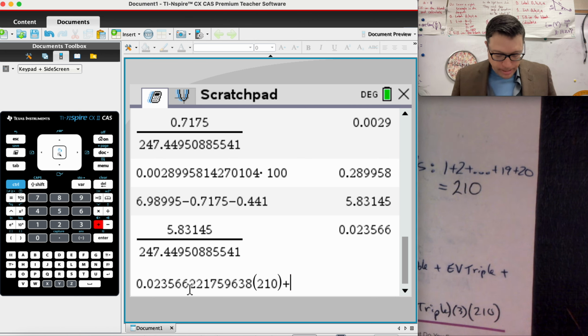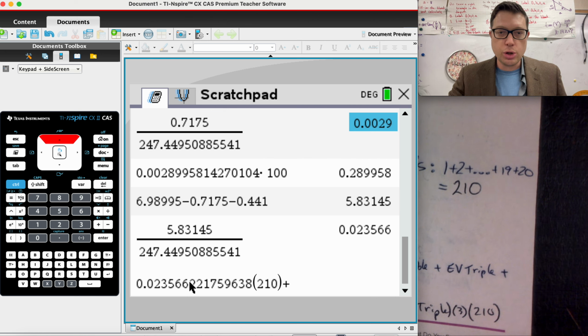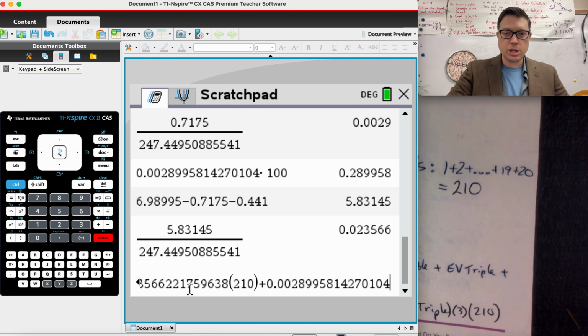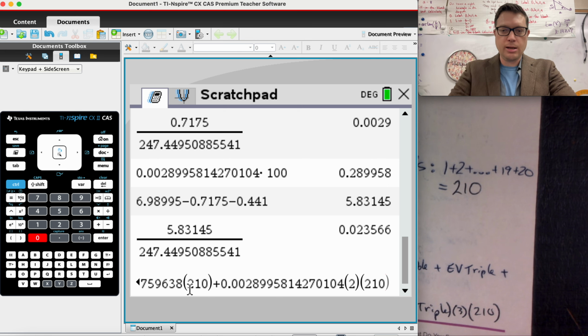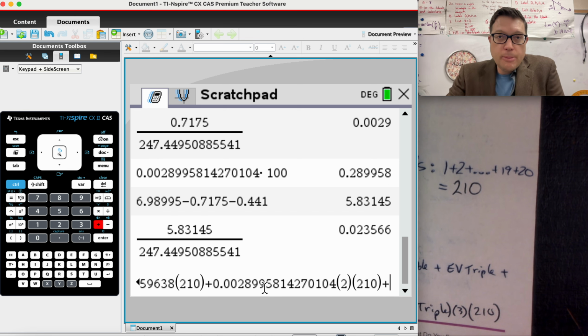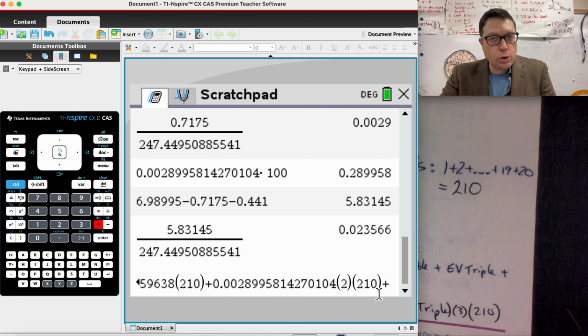Plus, now I need the probability of a double, and a double was 0.029. So I'm going to enter to bring that down times 2, times 210. So now I've added the probability of getting a double points times 2 times the total points.